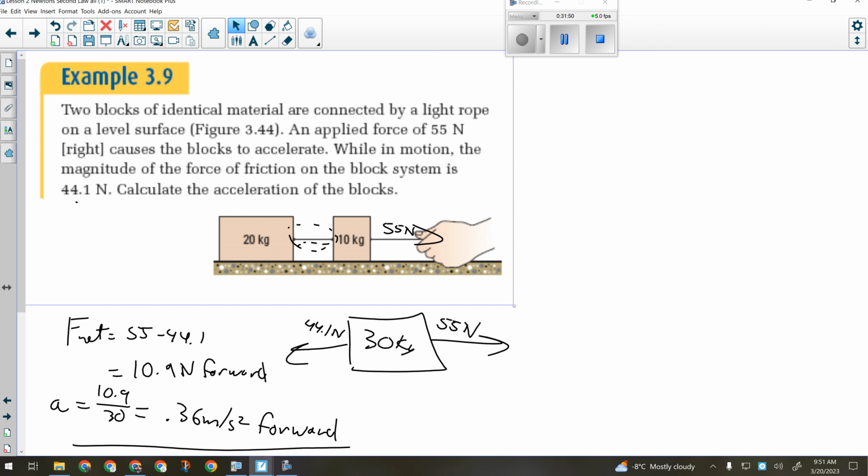Again, how much math was there in this question? I subtracted two numbers and then I multiplied m times a. Or sorry, I divided F net by m. Right? That was it. Nothing terribly challenging. But I had to know what to do to get there. I had to be able to see that this combines to form one 30 kilogram object.